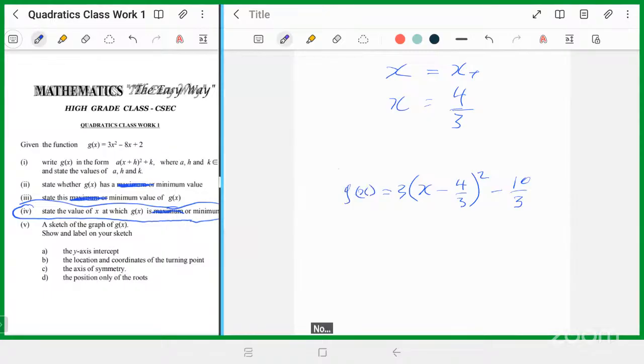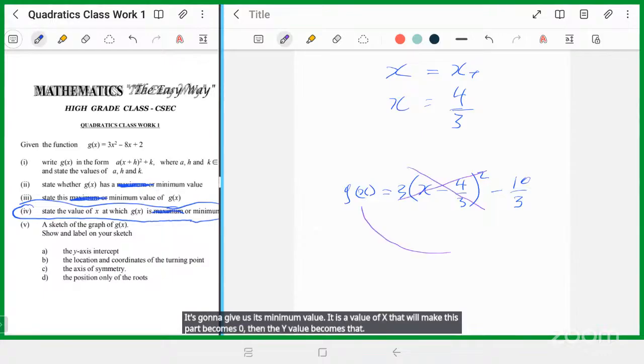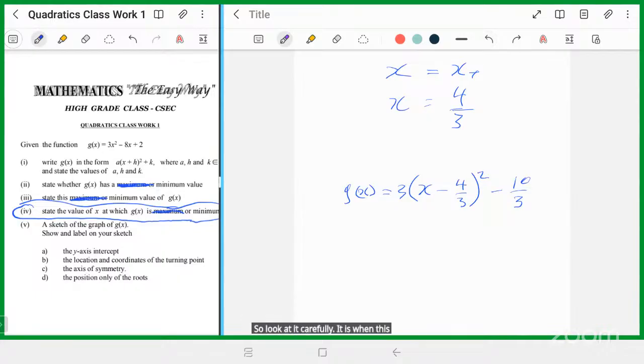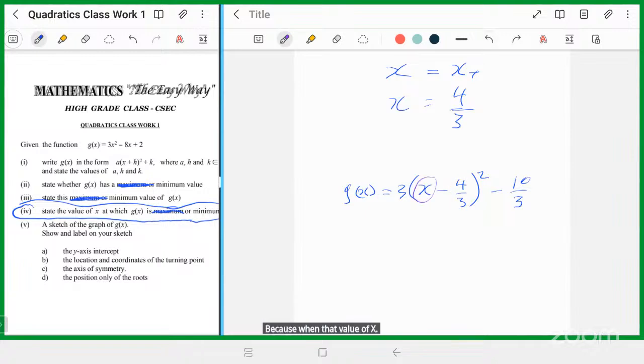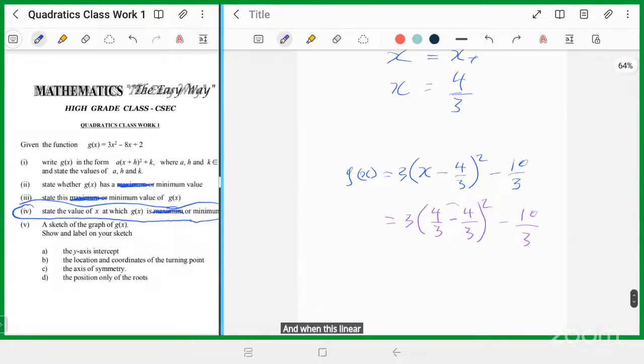Now, the question says what value of x is going to give us this minimum value? It is the value of x that will make this part become 0. Then the y value becomes that. So look at it carefully. It is when this value of x becomes equal to this xt value. Because when the x value becomes the xt value, we're going to have 3 into 4 over 3 minus 4 over 3 squared minus 10 over 3. What happens? This in here becomes 0 because 4 over 3 minus 4 over 3 is 0. And when this in here becomes 0, everything here disappears, becomes 0.